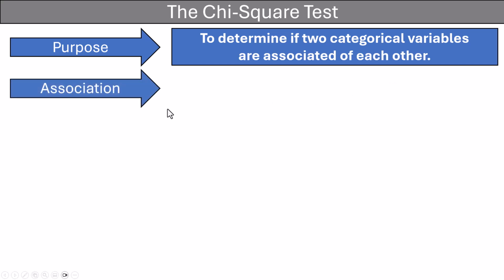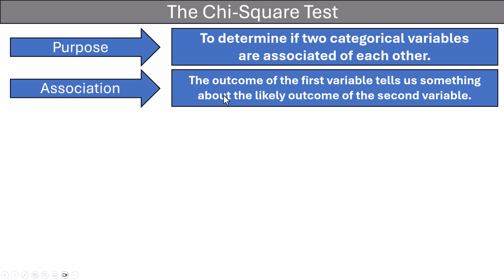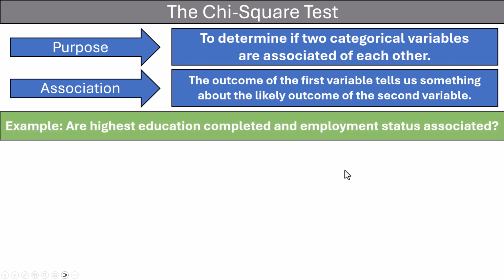So what do we mean by associated with each other? Well, if two variables have an association, that means the outcome of the first variable tells us something about the likely outcome of the second variable. Let's give it an example.